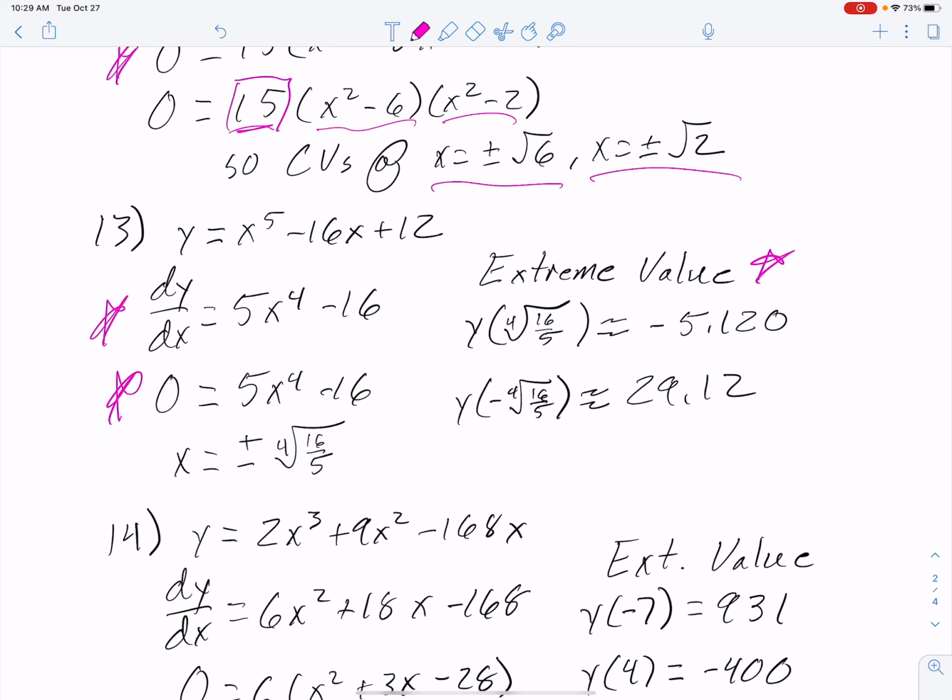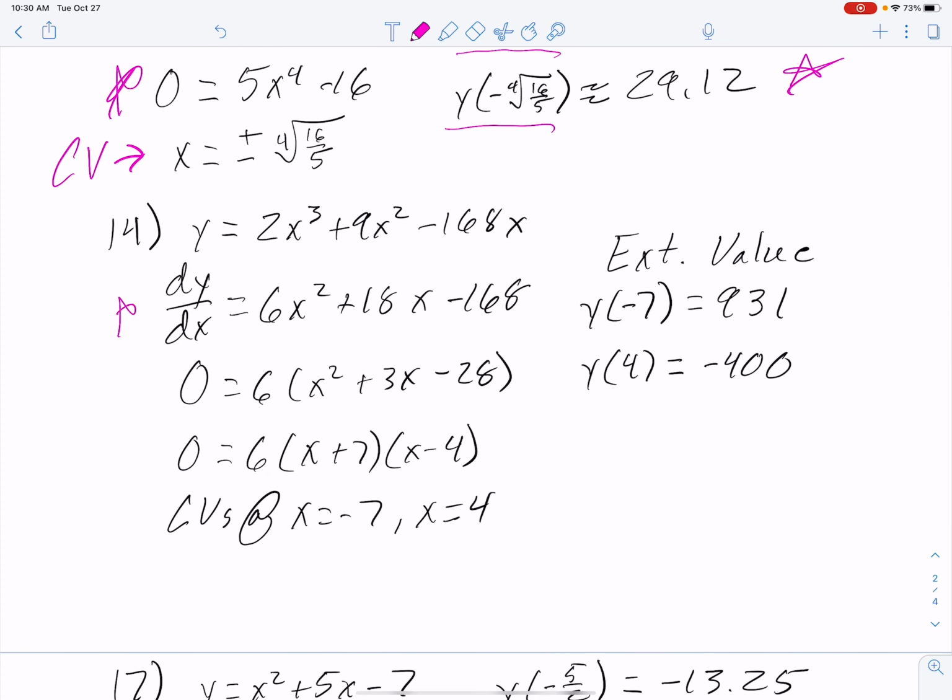We're finding our derivative, we're setting it equal to 0, we're finding our critical values. But then we're actually taking the time to plug those critical values back into our function. So I've plugged in the fourth root of 16 over 5, which gets me -5.120. And then the negative fourth root of 16 over 5 gets me 29.12.